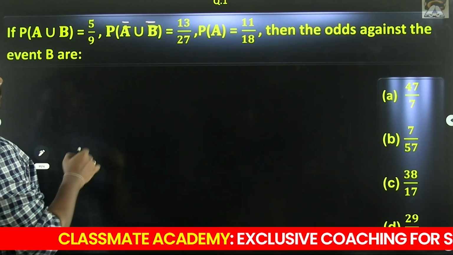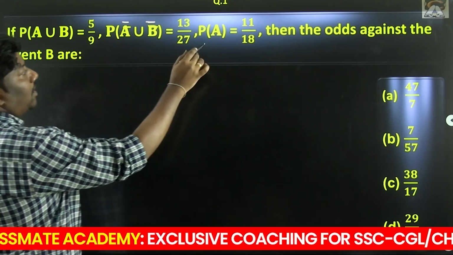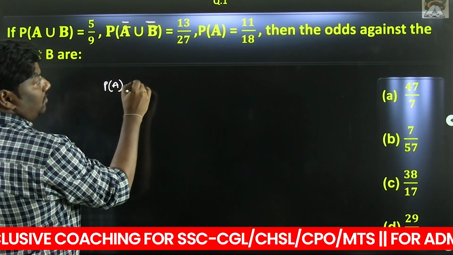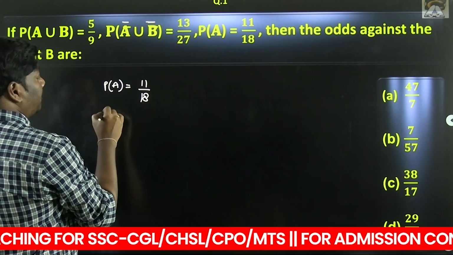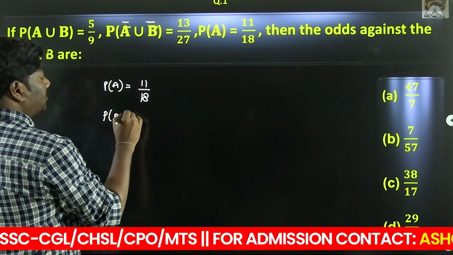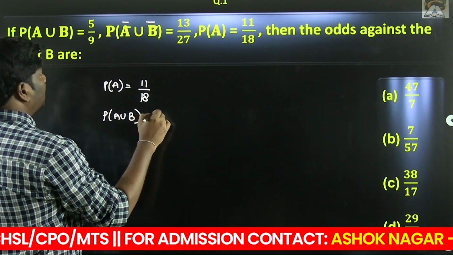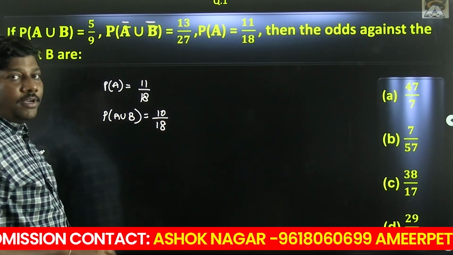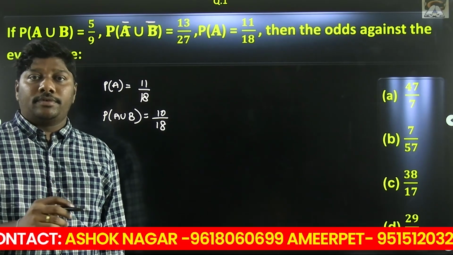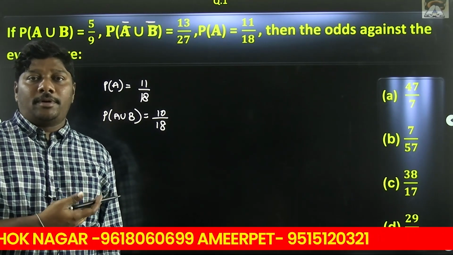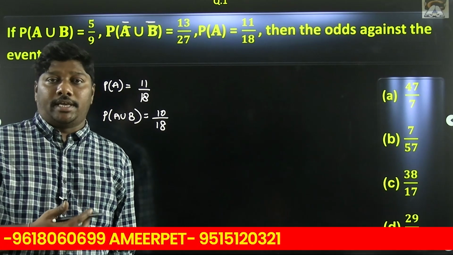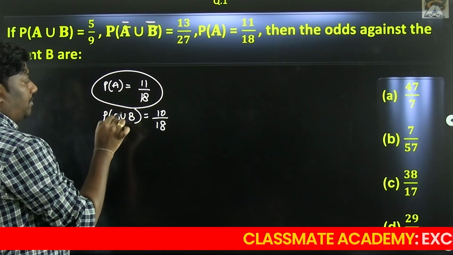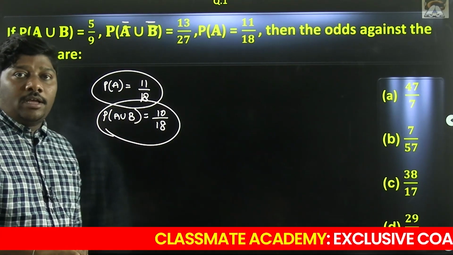First of all, if you look at P of A union B and P of A, P of A is given as 11 by 18. P of A union B is given as, you can take it as 10 by 18. Conceptually, this question is actually incorrect. By using a formula you may do it, but it is conceptually incorrect. Why? Because P of A union B should definitely be greater than P of A.